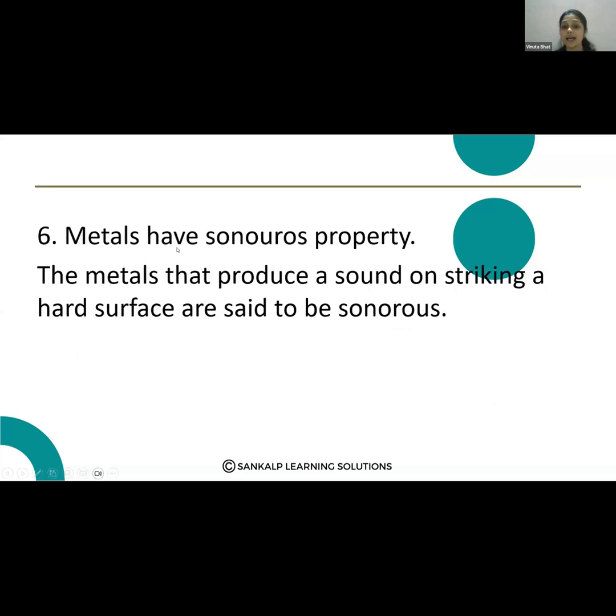Next point, metals have the sonorous property. So what is the meaning of sonorous property? The metals that produce a sound on striking a hard surface are said to be sonorous.